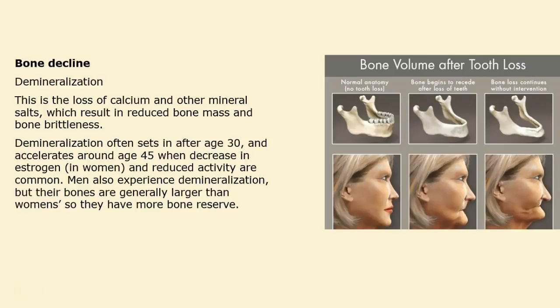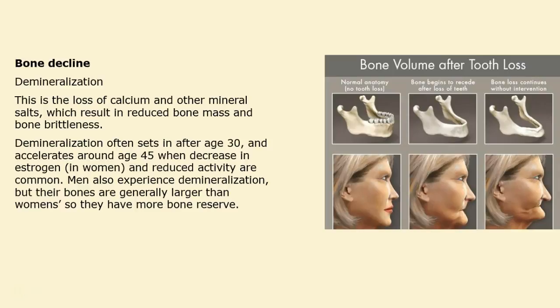Demineralization. So this is the story I've just finished talking about. As we get demineralization, the loss of calcium and other mineral salts, then the bone mass is reduced, and then bone brittleness. So we have people fracturing bones when they fall down. After age 30, so this is important when you're young to build up a nice, healthy reservoir of bone, staying nice and active. And then we start to lose it around 45. I mentioned women and menopause. It's due to estrogen.